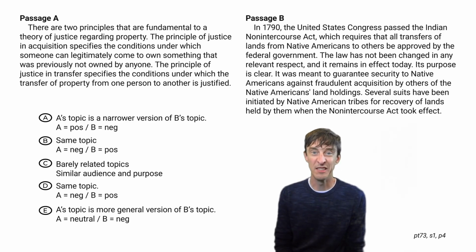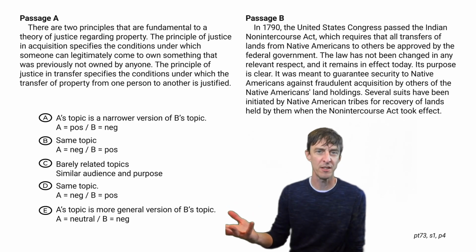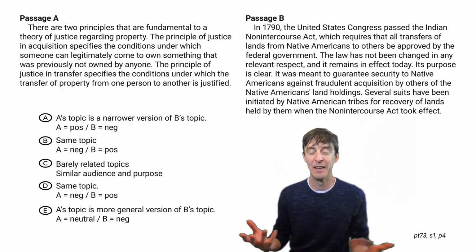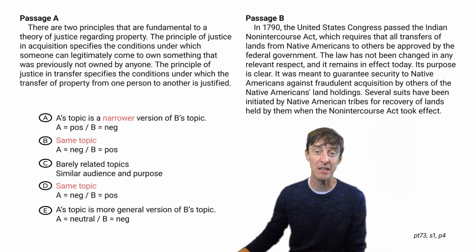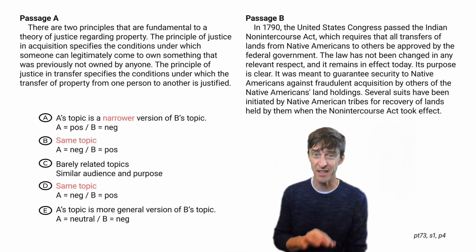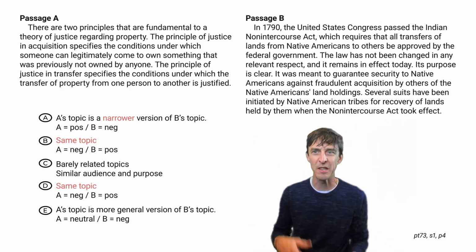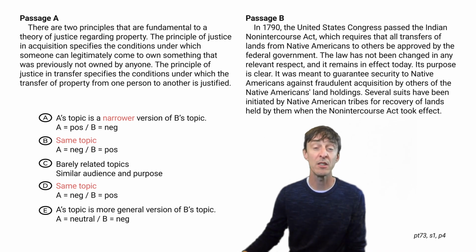Welcome back. These passages seem pretty different, right? One is the fundamentals of justice regarding property, and the other one is like, in 1790, the Congress passed this bill. So we can definitely get rid of B and D. They are not on the same topic. And we could also get rid of choice A, because there's no way that passage A is narrower than B. It might be broader, but you can't get more narrow than 1790, the Indian Non-Intercourse Act. So we're down to C and E.